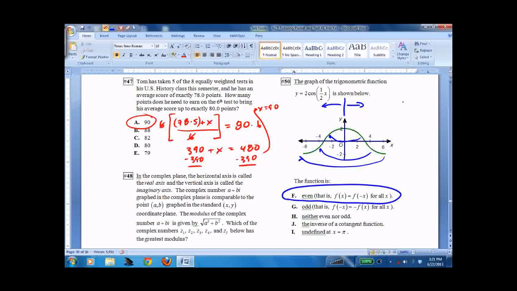An odd function would be like this, like y equals x to the third, where if you spin the page a half turn, not a full turn, a half turn, you get the same thing. That would be an odd function. Sine is an odd function.